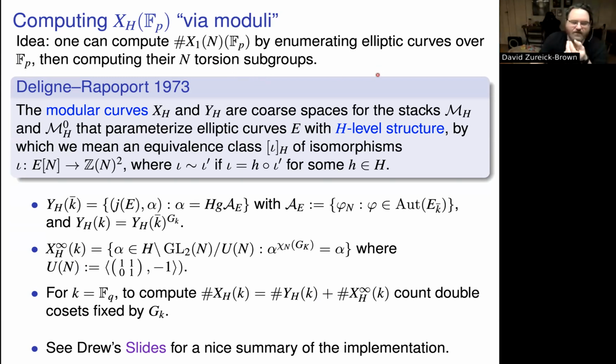And as far as I know, this idea goes back to Ogg's paper where he classifies the hyperelliptic modular curves. He uses a similar point counting via moduli technique. Since I'm low on time, I won't go into Deligne-Rapoport, but you have to look very carefully at the moduli interpretation from X_H. But once you do, you can, via enumeration, compute explicitly the number of F_p points or the set of F_p points without having the equations. And I've hyperlinked some slides of Drew that give a really nice summary of how this works in the implementation.